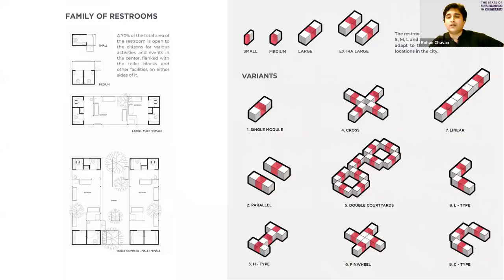And going ahead, we thought of creating a family of restrooms, because in a city, you never know what kind of space you would get. So the one that we built is a large prototype. And if you see on the right, we have the medium, the small and the extra large. So based on the spaces available within the city, they modulate to adjust themselves to the context.